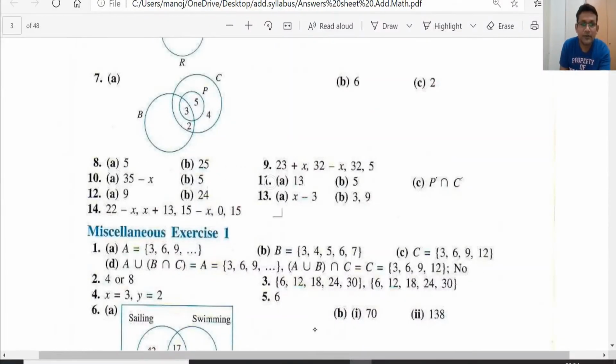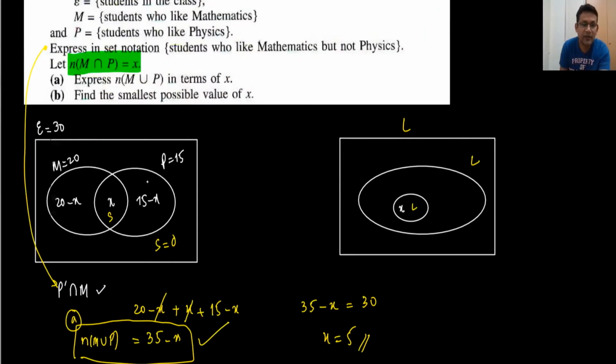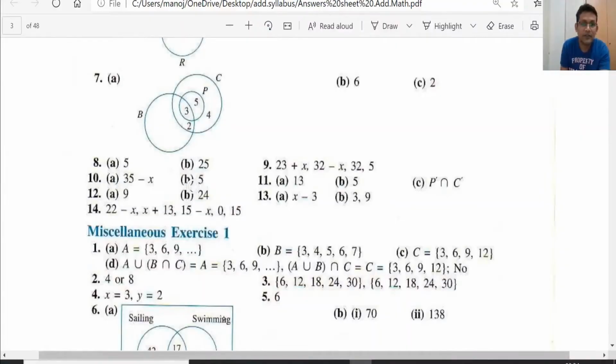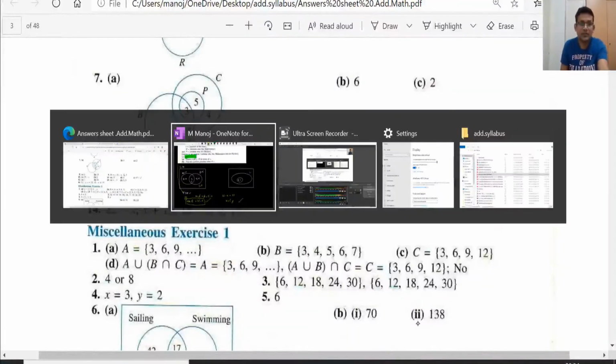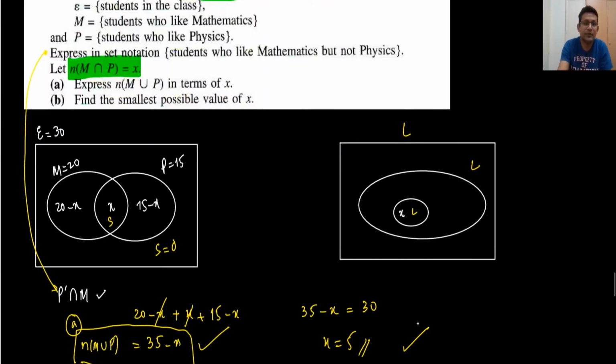Question number 10 is 35 minus x. The 35 minus x, we have done it. And next, b is 5, and b is 5, we have done it. So this is the way we have done question number 10.